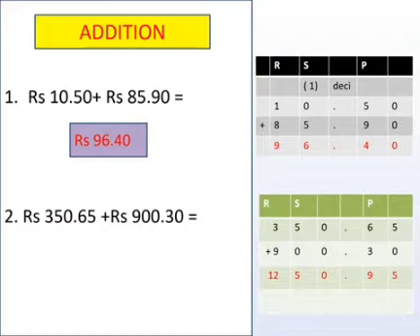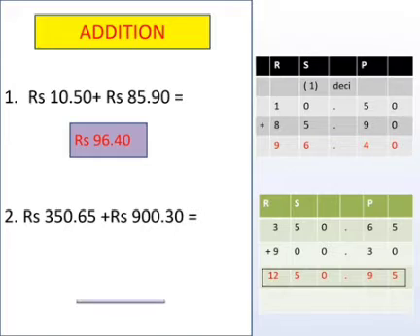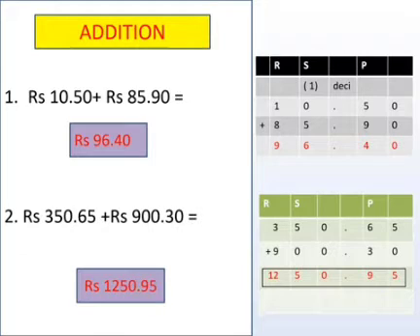5 plus 0 is 5. 6 plus 3 is 9, and just place the decimal point wherever it is there. After placing the decimal point, let us go to the next place. 0 plus 0 is 0 only. 5 plus 0 is 5. 3 plus 9 is 12. So what is the total answer now? Rupees 1250.95 paise.